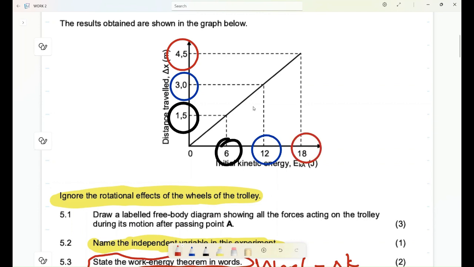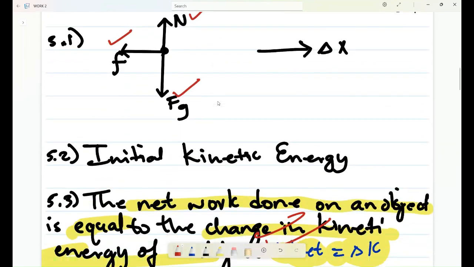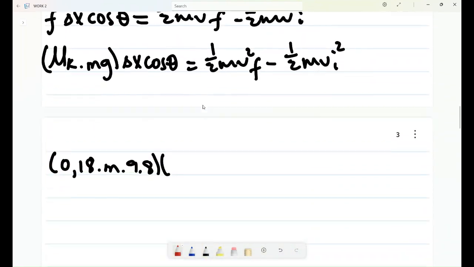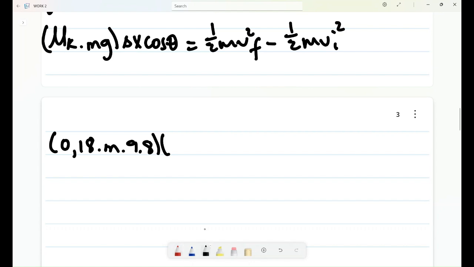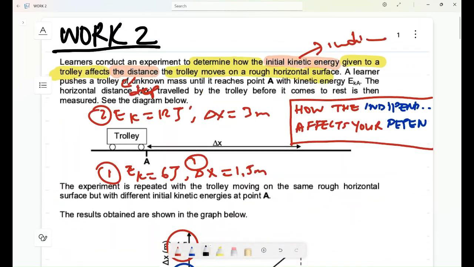Very important. I'll use 3. My change in x is 3. I don't know why, I feel like it. Then cosine of 180, because it is moving in the opposite direction. Again, then half, mass is unknown. Now, what is my final velocity? My final velocity is 0.